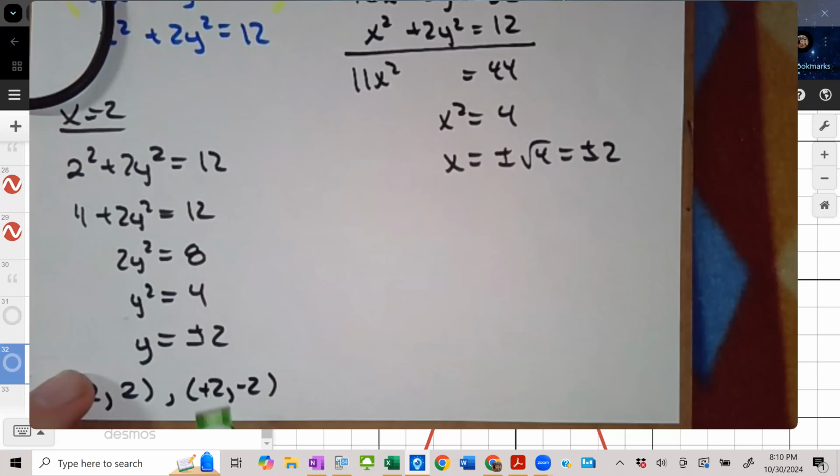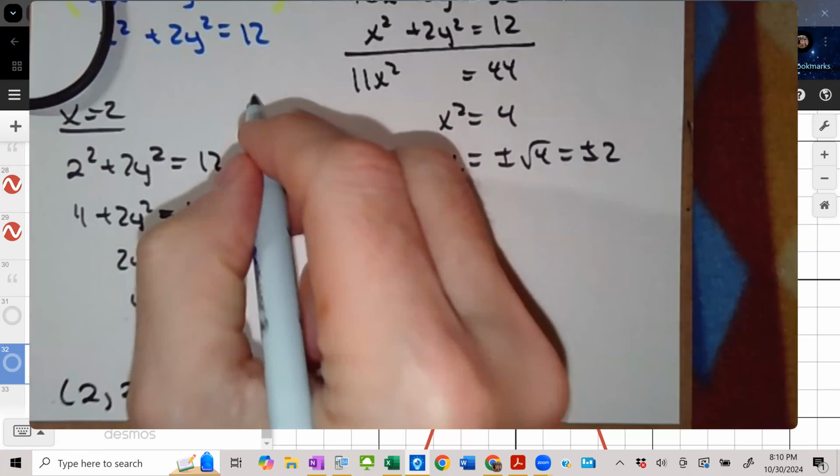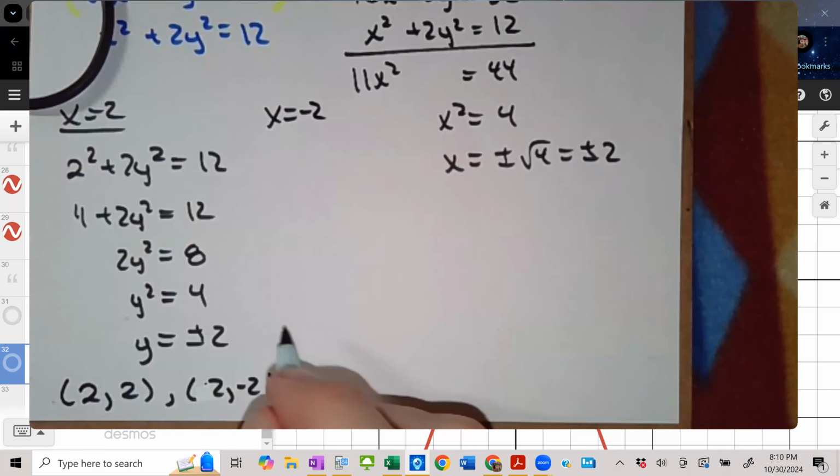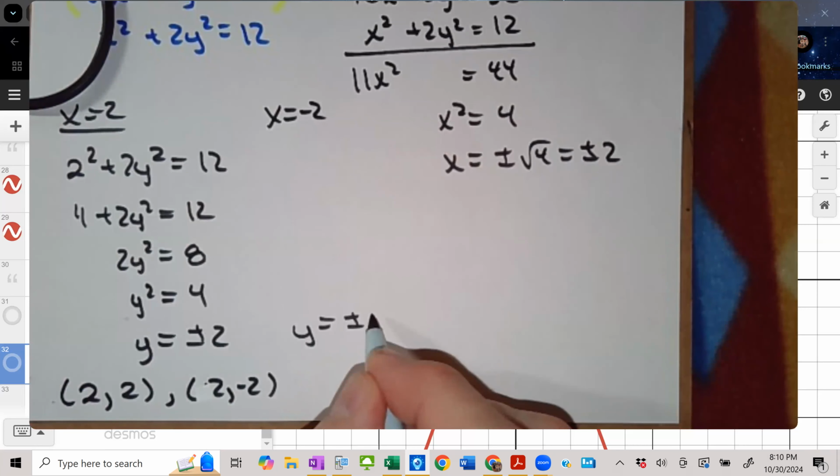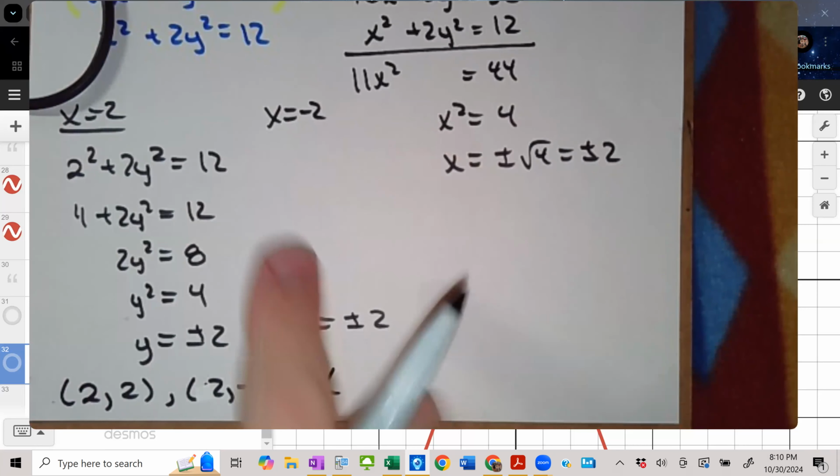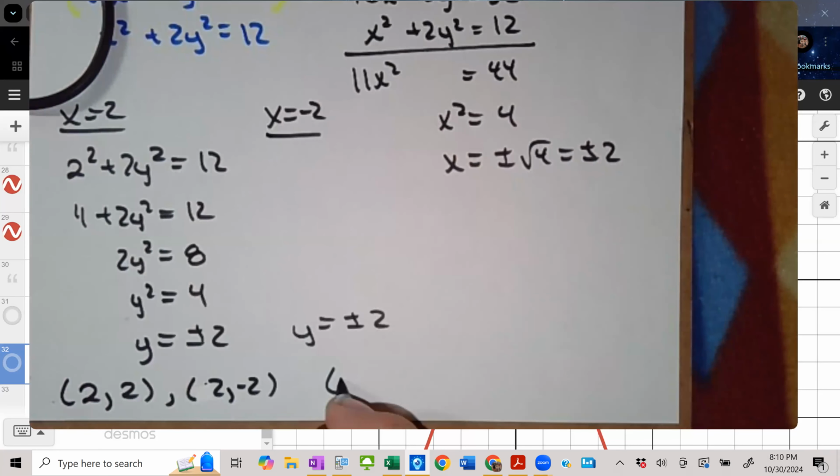Let's clean that up just a little bit. There you go. It never happened. If I let x equal negative 2, I'm going to end up with the same thing, plus or minus 2. So when x equals negative 2, we're going to get two solutions. It's either going to be positive 2 or negative 2. All four of those are going to lie on our graph.